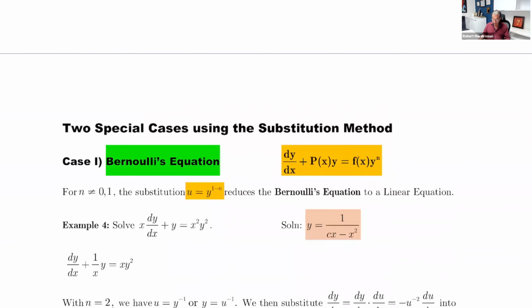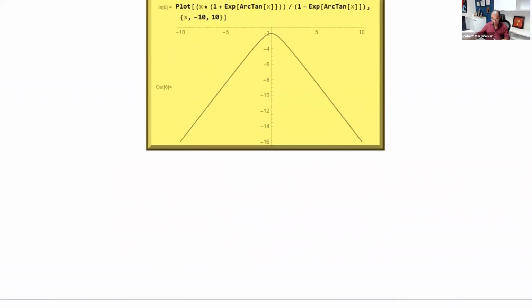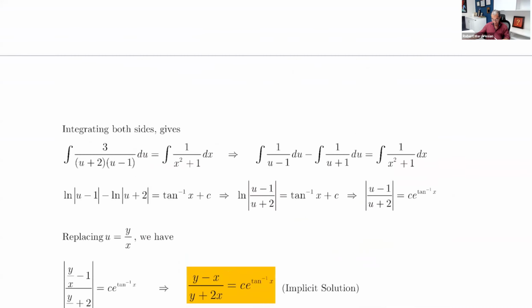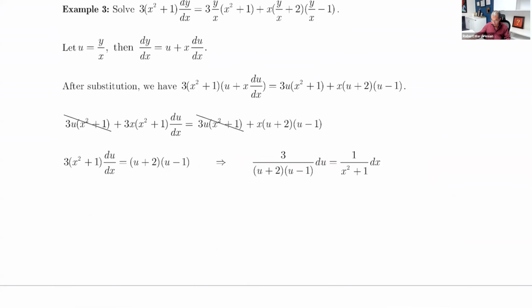Now, there are two other special cases, but I'm going to go over those in the next video. So please watch it a couple of times, try those problems yourself, write them down and do it step by step, because some algebra steps are skipped, but try it yourself. This is easy algebra, and see if you can get the answer.